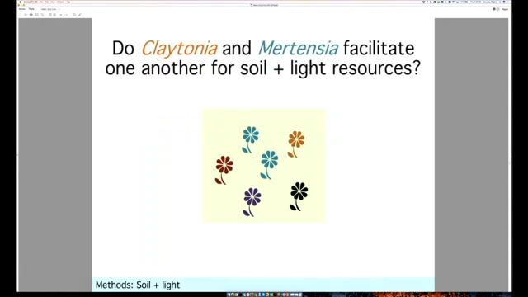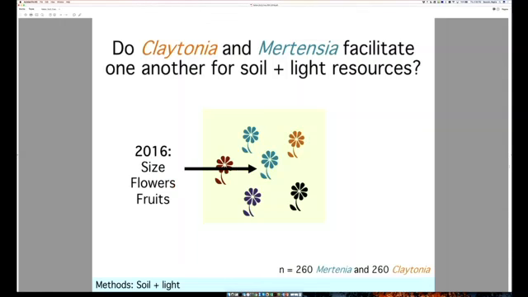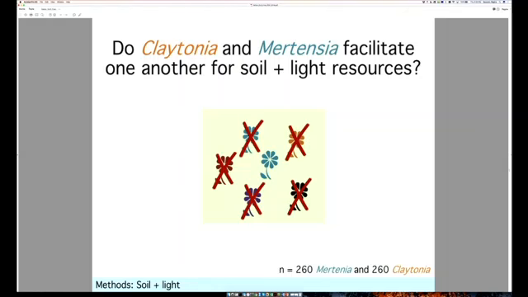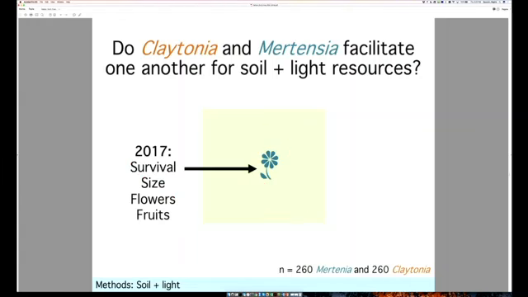So to get at this question, I designed an experiment where in 2016, I marked a number of focal Mertensia and Claytonia individuals. So this blue flower in the middle is a Mertensia. And then I did a series of removals where I'm showing you here where I removed all of the neighbors, but I also did a combination of removing Mertensia and Claytonia to see if they were directly competing with each other. And then I returned to these sites in 2017 and I collected survival, size, flower number, and fruit number.